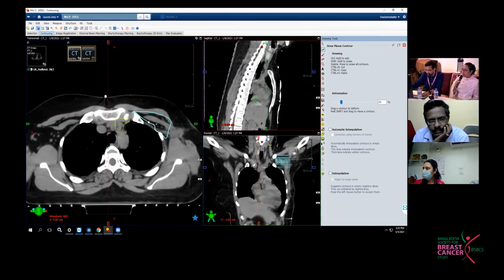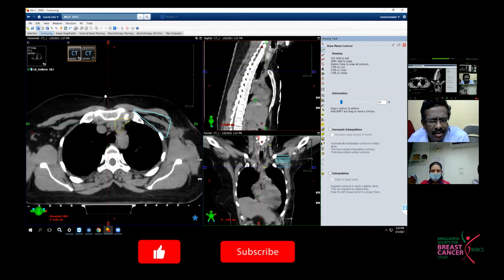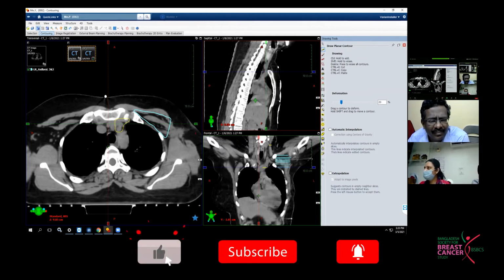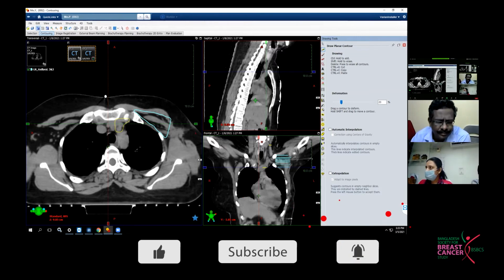Dr. Rajesh, would you like to stop here or go one slice down? So this is both level 2 and level 3 combining and drawing together, or do we actually draw level 2 and 3 together? Level 2 and 3 are combined and drawn together. Okay.